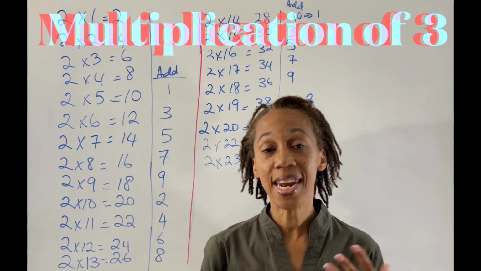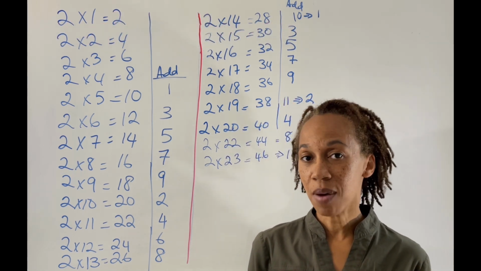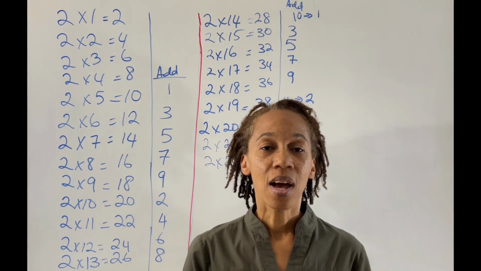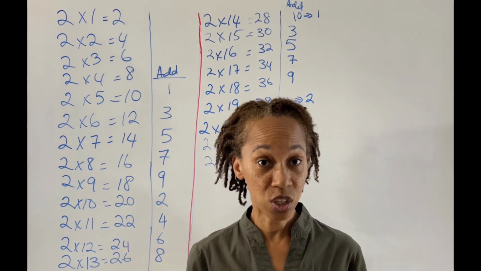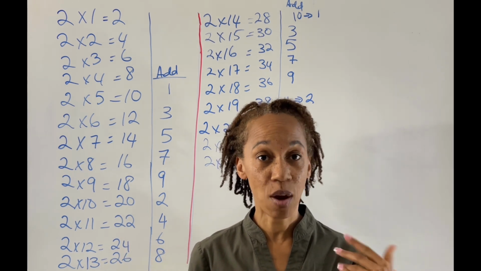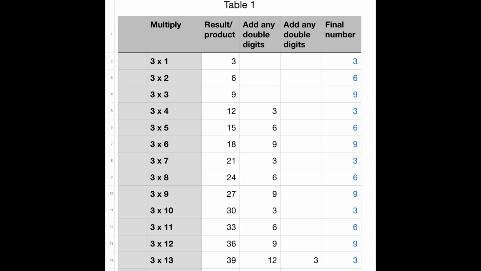Let's take this further and let's multiply the number 3. When we multiply the number 3, we are going to see what we get when we add any double digit, or even if we get a triple digit number, we are going to add that and get 1 digit. So let's start out with 3. 3 times 1 we know is 3. 3 times 2 is 6. 3 times 3 is 9. 3 times 4 is 12. 3 times 5 is 15. And we notice that we're moving from single digits now to double digits.